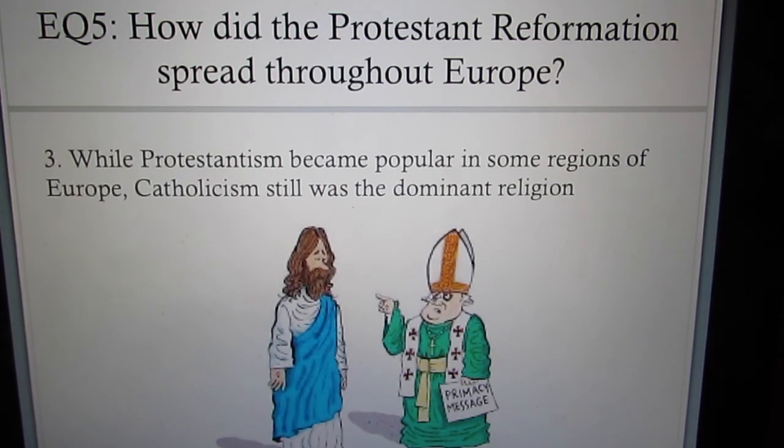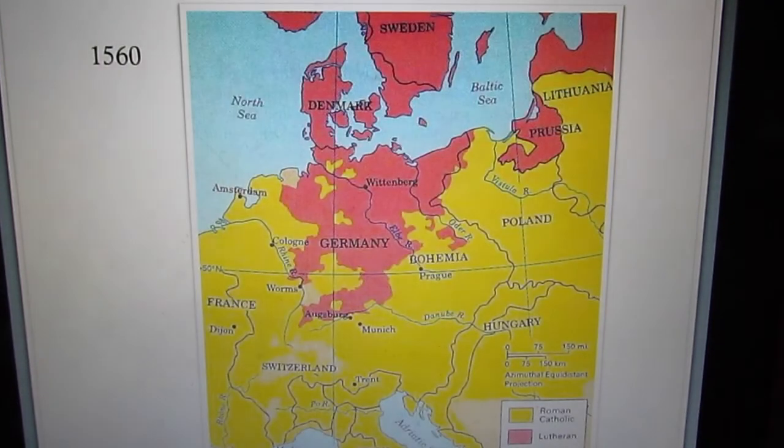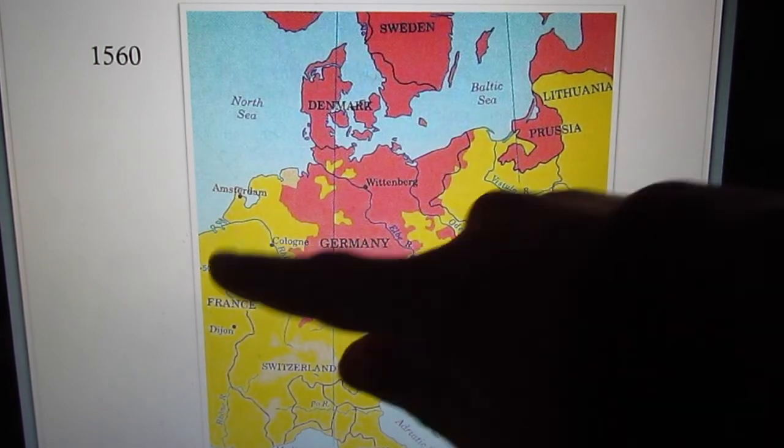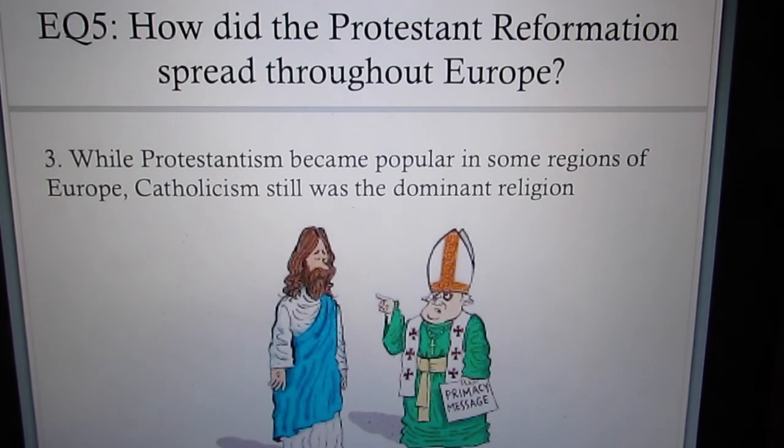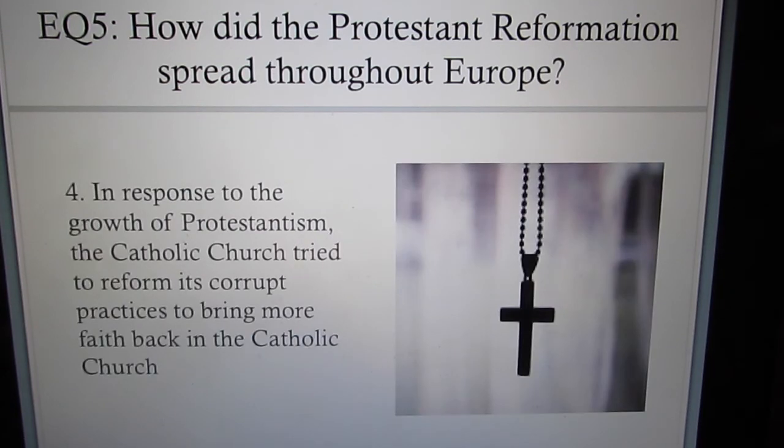While Protestantism becomes very popular throughout Europe, Roman Catholicism is still the dominant religion. So as we see here, this yellow, Roman Catholic, this is still primarily the main religion. So it's still dominant. People are still listening to the Pope. A large majority of people are still listening to the Pope.